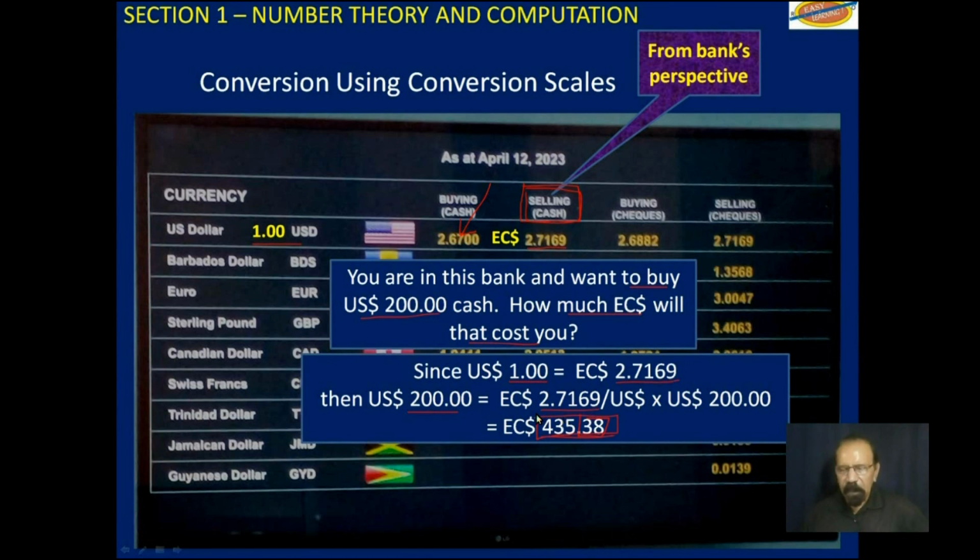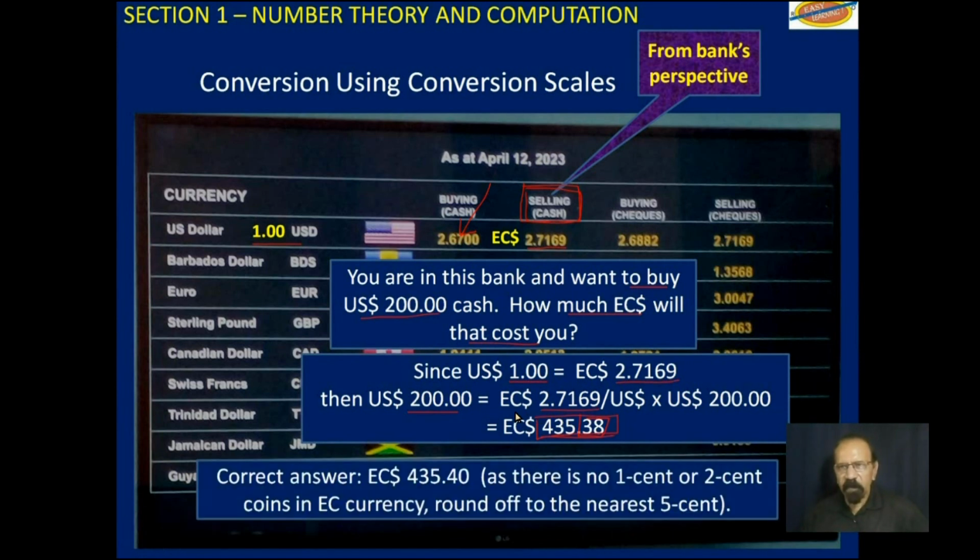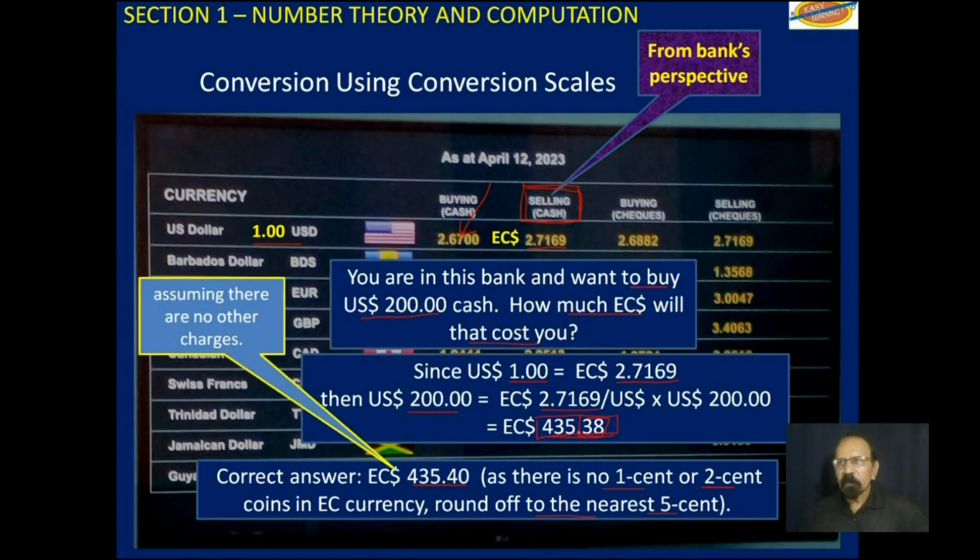Normally, you would put that in the examination unless you realize that in the EC there is no 1 cent or 2 cent, and the system used is round off to the nearest 5 cent. So $435.38, you would actually end up paying $435.40 since there is no 1 cent or 2 cent coins. Now, assuming that there are no other charges, this is what you will pay.